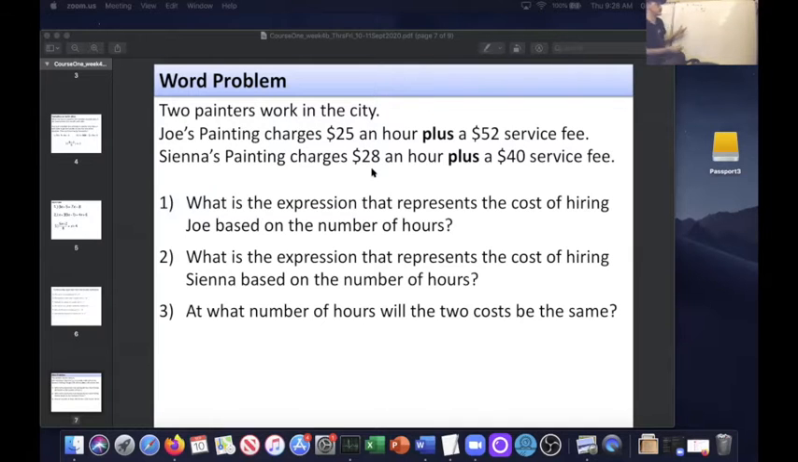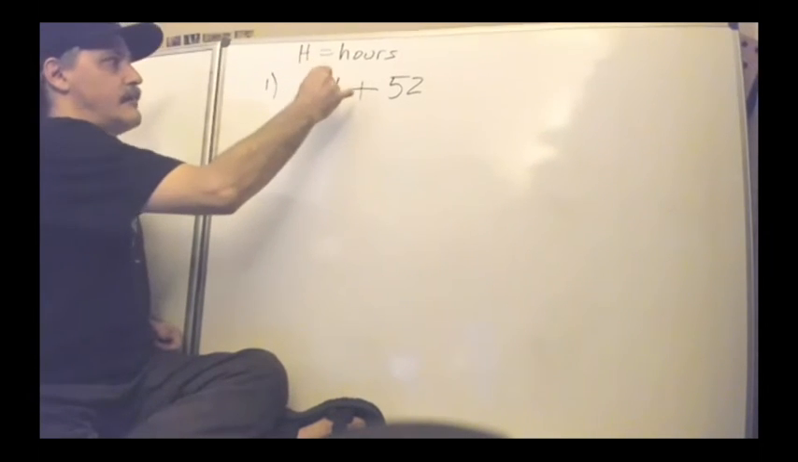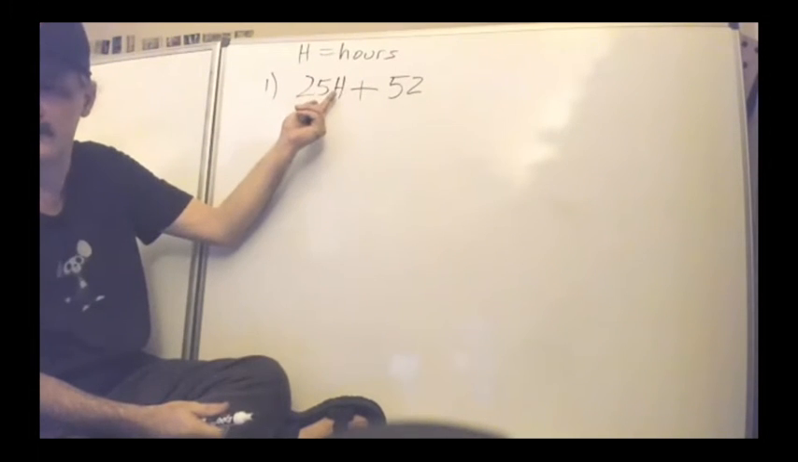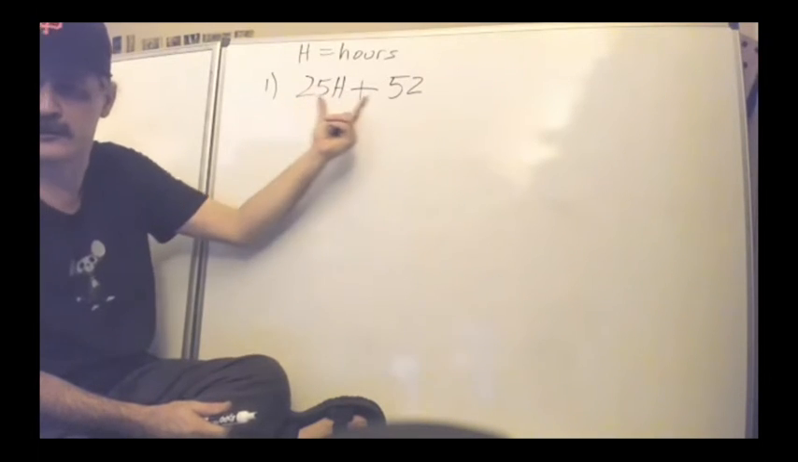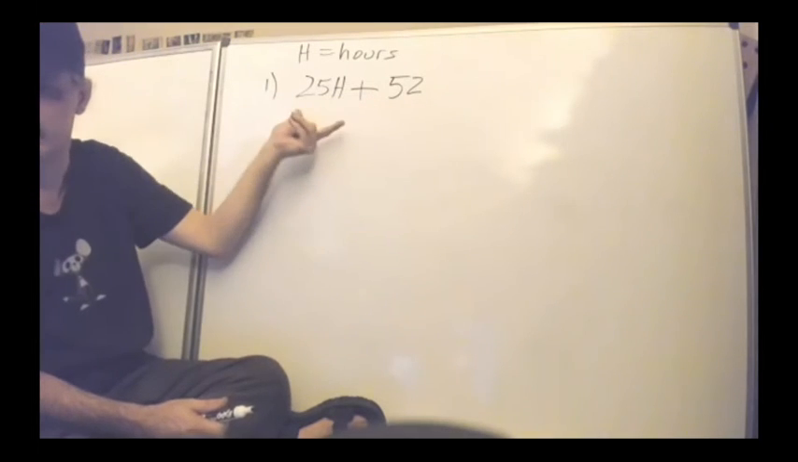Okay, so plus the 52. If we have X hours, how much money did we make at $25 an hour? Right? This is the rate per hour. So in 2 hours, you would have made 25 times 2. And you got to add the fee because that's also part of what Joe makes.